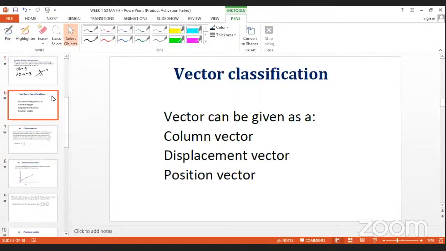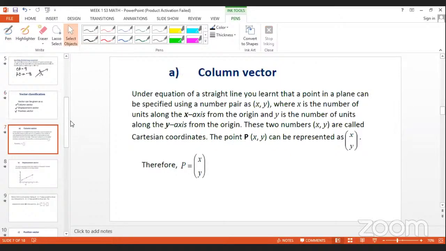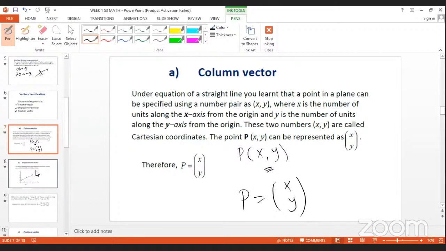Then we also looked at the three classes of vectors. We say the three classes that we have are column vectors, displacement vectors, and position vectors. And we said when you talk about column vectors, this is how we denote them, okay? For example, when you have a point on a plane, for example, point P, in a vector form, it can be represented as x, y in a vector form. That is how you can represent it.